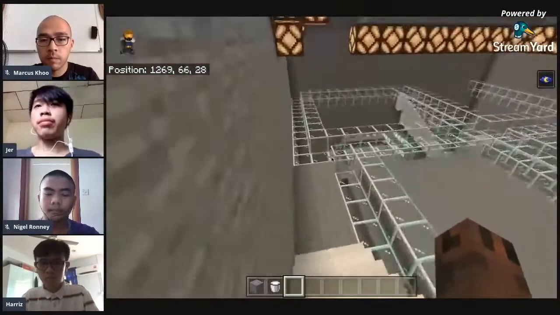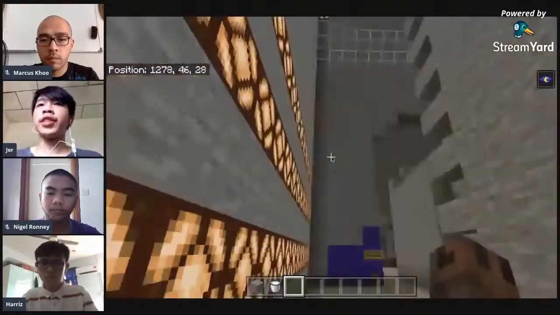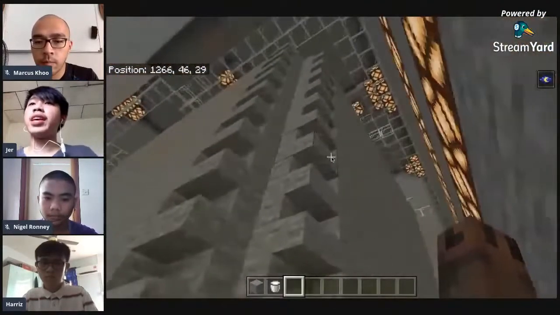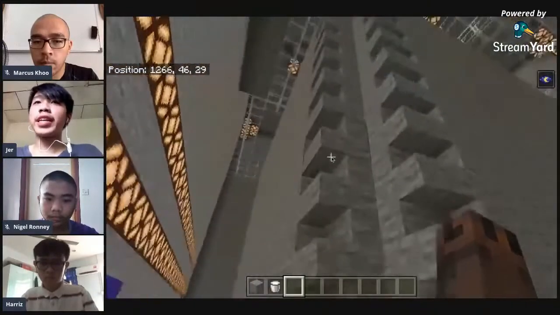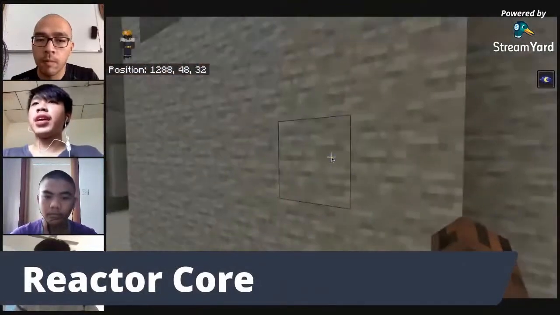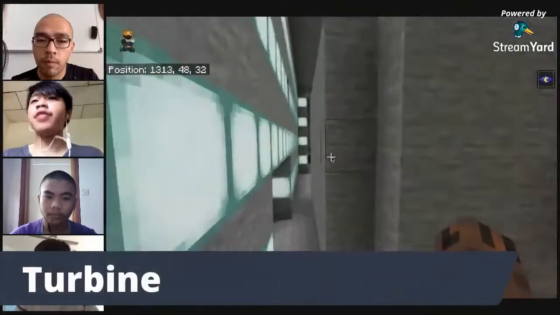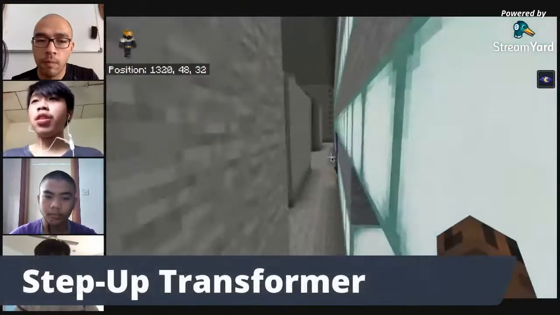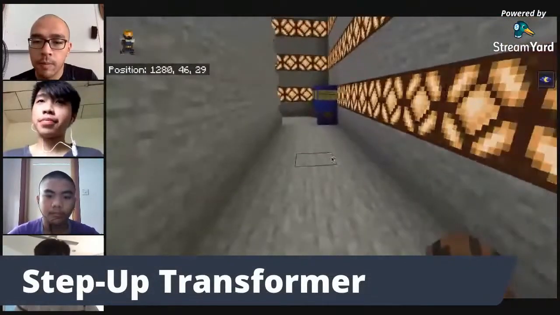So let's go to the components and everything. Okay, so just like a normal power plant, it needs a place to generate energy. Here we have a reactor core. After the reactor core, we have the steam generator, and after that we have the turbine, and after the turbine we have the generator, and finally we have the step-up transformer. Now keep in mind, all of these components are essential for every power plant to work.